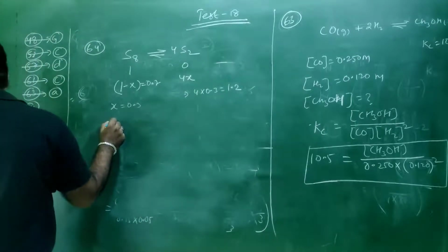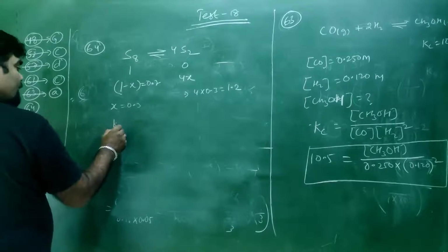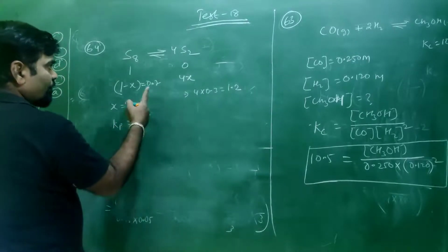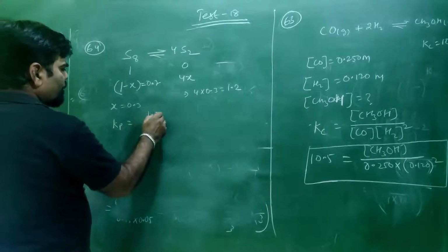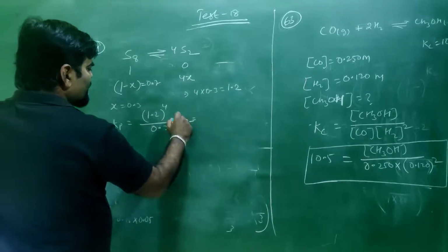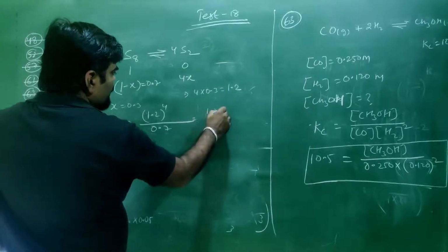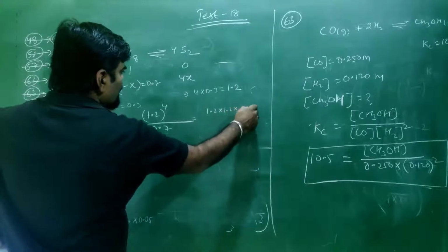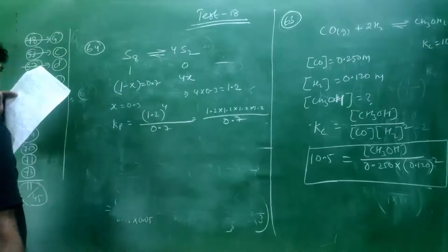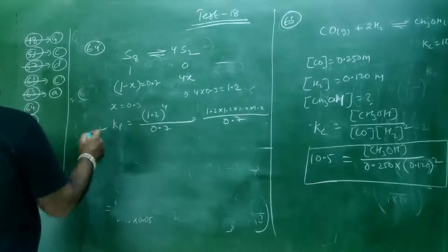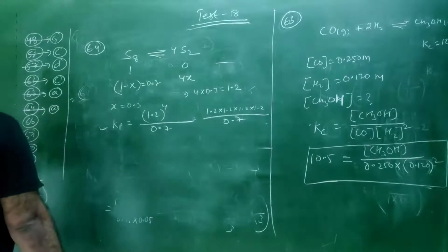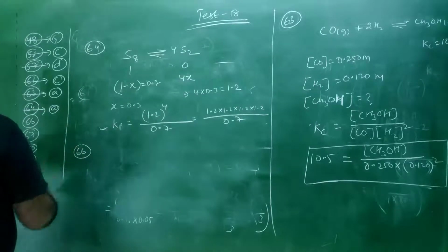Therefore, what we need to calculate is the value of Kp. Kp is equal to (4x) power 4, that is 1.2 power 4, divided by 0.7. So calculate this value: 1.2 into 1.2 into 1.2 into 1.2 divided by 0.7. Calculate the value, get the answer. That is the value of Kp. Their answer is given as A. Check that answer.